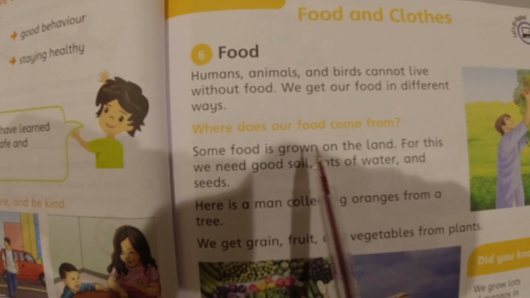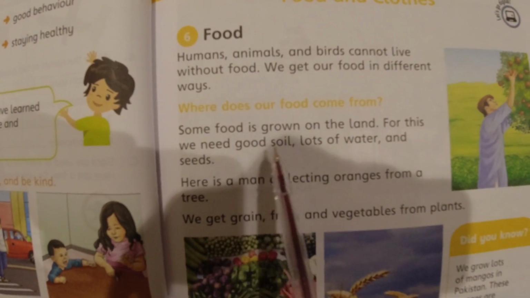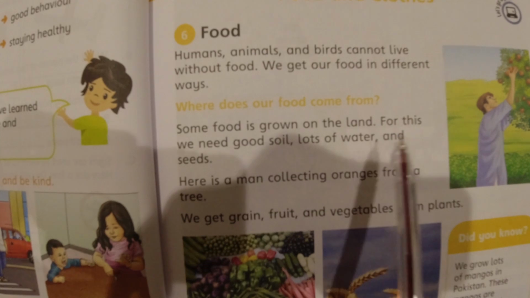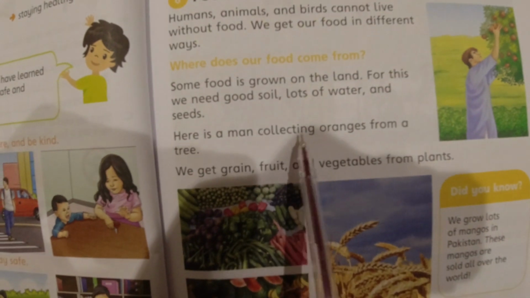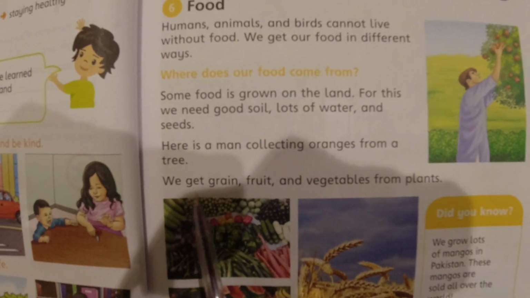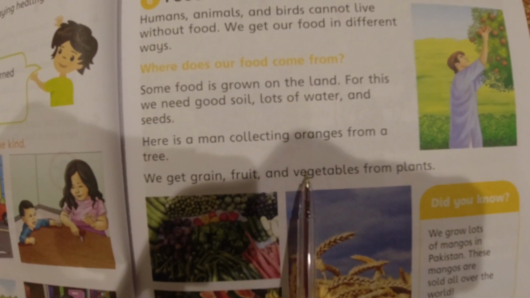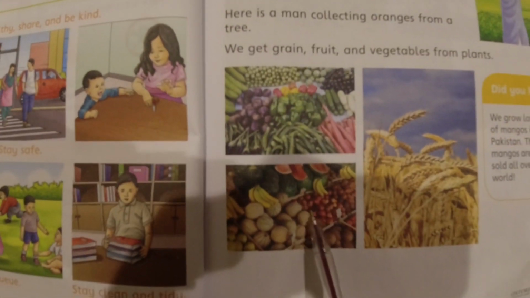Some food is grown on the land. For this we need good soil, lots of water and seeds. Here is a man collecting oranges from a tree. We get grain, fruit and vegetables from plants. Vegetables, fruits, grains. We grow lots of mangoes in Pakistan. These mangoes are sold all over the world.